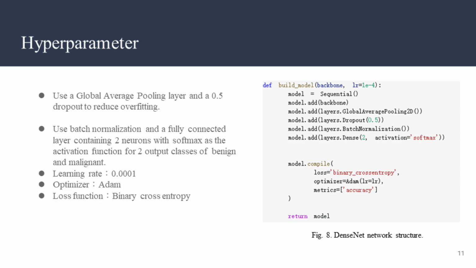Our approach includes using a global average pooling layer and a 0.5 dropout to reduce overfitting. We also incorporated batch normalization and a fully connected layer with 2 neurons, using softmax as the activation function for classifying between benign and malignant cases. We set the learning rate to 0.0001, used the Adam optimizer, and used binary cross entropy as the loss function. These techniques aim to improve the model's performance and accuracy in classification.